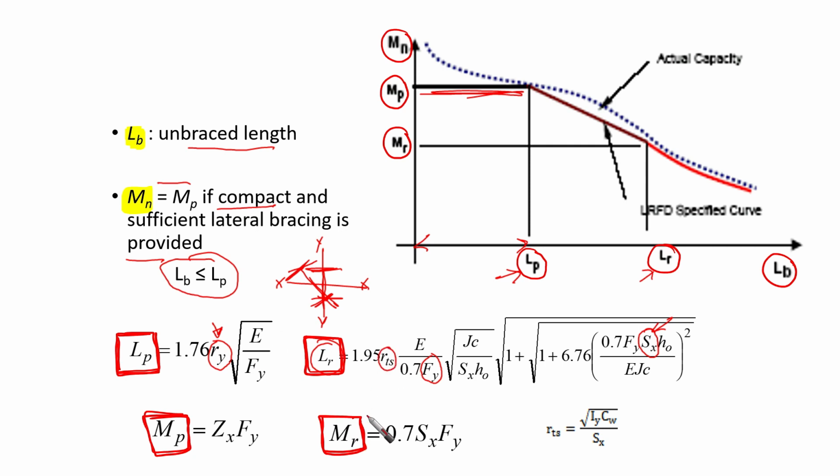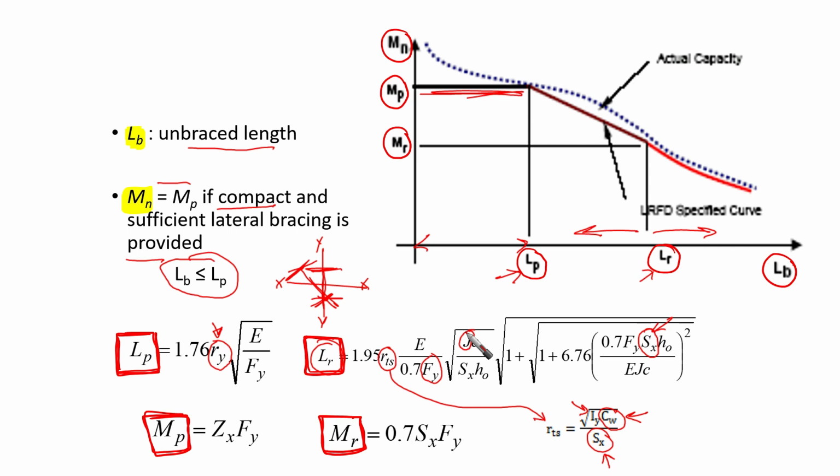What is the RTS? It is this equation: IY times C warping over SX, elastic section modulus and warping constant, and the least moment of inertia. It makes sense, right? Why? Because we are differentiating between something that is going to be elastic lateral torsional or inelastic lateral torsional, right? So everything is making sense here.